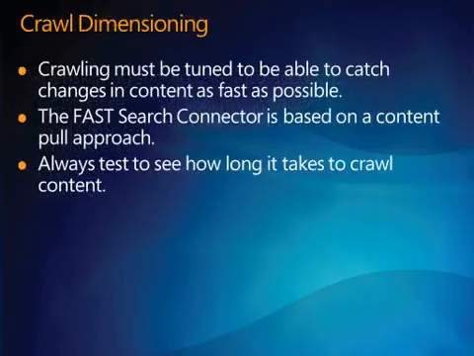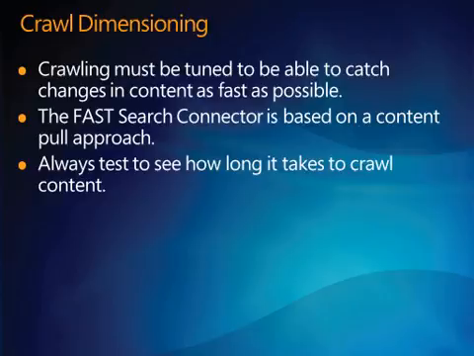In a FAST Search Server 2010 for SharePoint environment, crawling content is an operation that must be tuned to be able to catch changes in content as fast as possible. The FAST Search connector is based upon a content pull approach, where the length of each crawl cycle determines the average time to discover changed content that must be indexed.